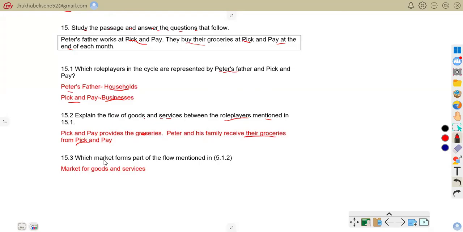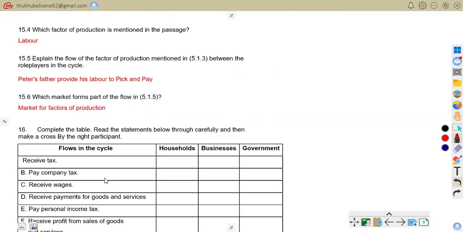So that is that. Which market forms part of the flow mentioned in 1.5.2? That is the market for goods and services. It's not a mixed economy. It's a market for goods and services. So you know that the market economy has full control without the intervention of the government.